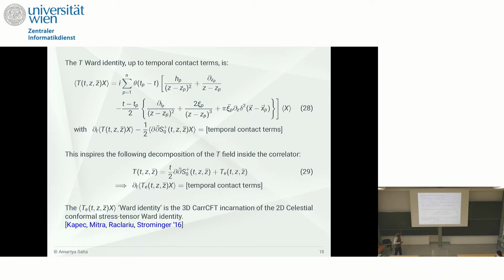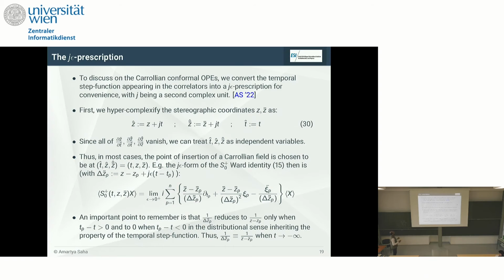So we would really like to capture the signature of the subleading soft theorem also, but there is no direct construction in terms of the Carrollian stress tensor identity. So we'll have to take a different route. For this, we will now need to look at the Carrollian conformal OPEs. And for discussing OPEs, I find it convenient to introduce a j epsilon prescription.